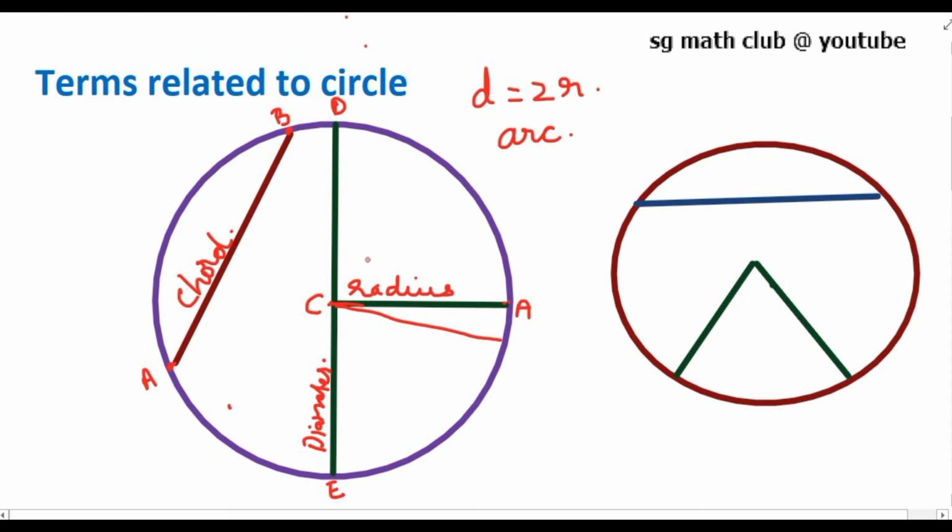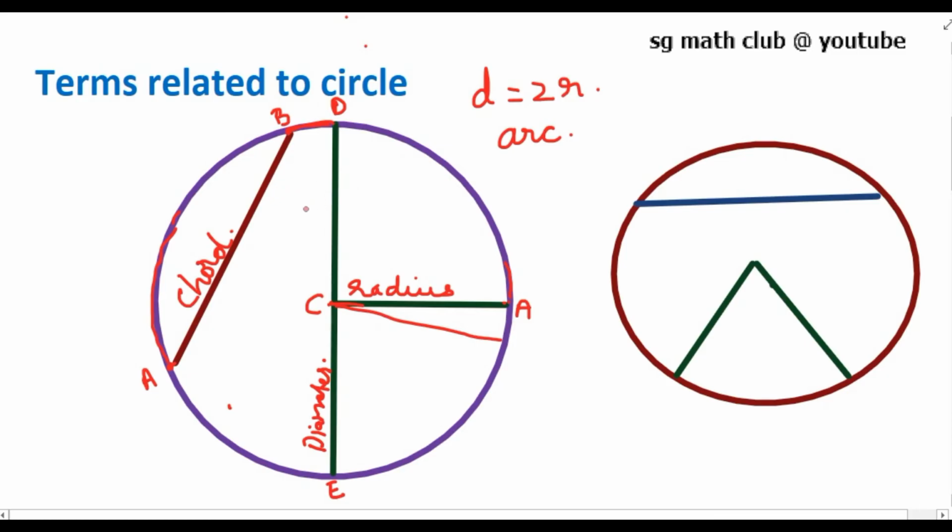Arc means it is a part of the circle. I can say BD is one arc, this is a part of the circle, or I can say DA is one arc, this is also a part of the circle, or AB I can say. So AB is a part of the circle, so that is called an arc. Part of the circle is called an arc.